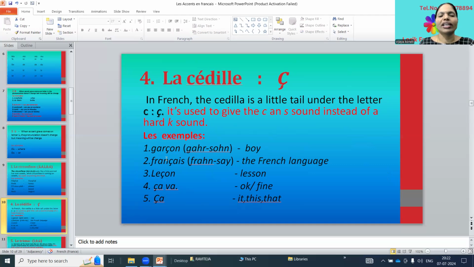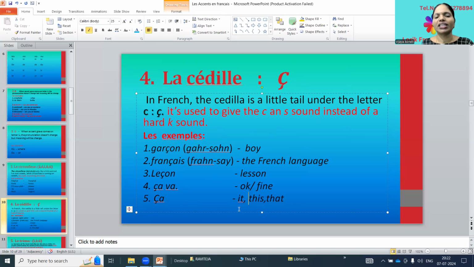Example: garçon, boy. See, the cédille is there; otherwise the C sound would be a K sound. Garçon, boy, in the French language. Leçon, lesson. Ça va, okay, are you fine. Ça means it, this, that. So whenever the cédille comes, the pronunciation changes to an S sound.